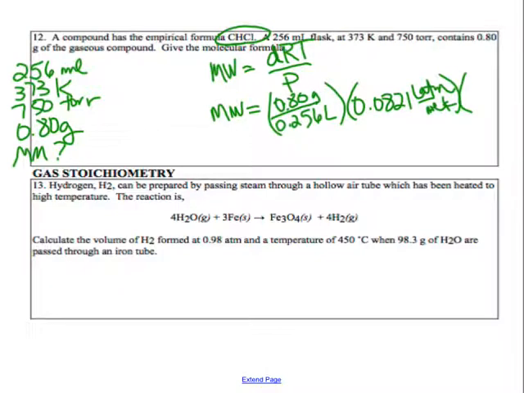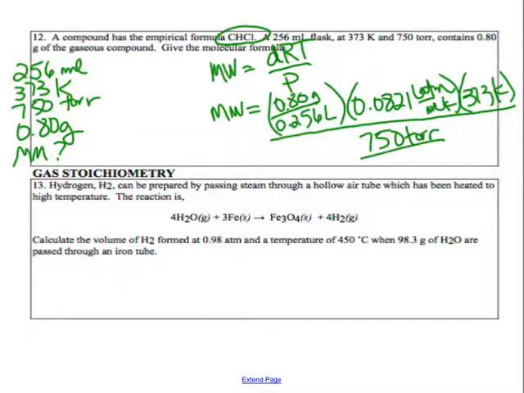My temperature is 373 K. And then my pressure is, divided by 760. Why? I need atmospheres here. Torr won't cancel out. So this gives me ATM. So what I would do if I were you, you could write ATM next to it like that, so you can show the grader you know you had to do that conversion. All right, so solve for my molecular weight.